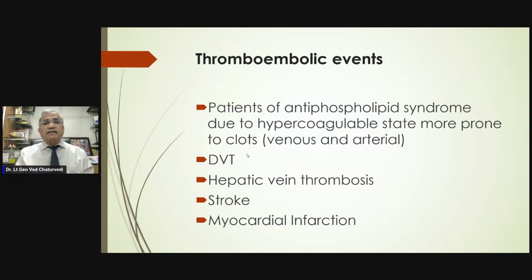And sometimes this antibody, which is called the antiphospholipid antibody, is positive. If this is positive, then there is a hypercoagulable state, which is more prone to clots, both venous and arterial. So every patient of lupus who has DVT, or young patients, a young lady coming with these symptoms, you must do ANA or anticardiolipin antibodies or both.